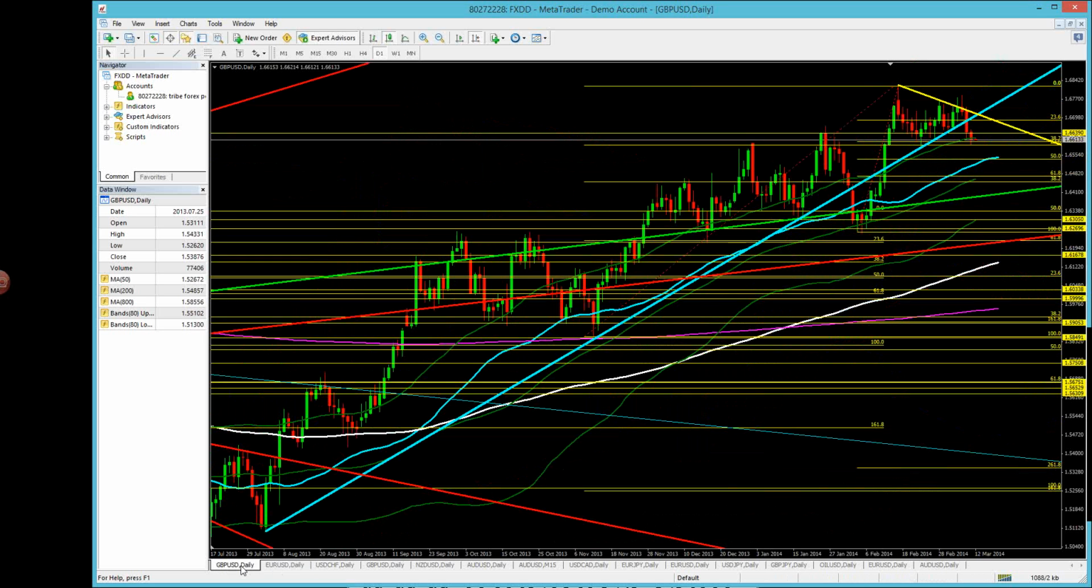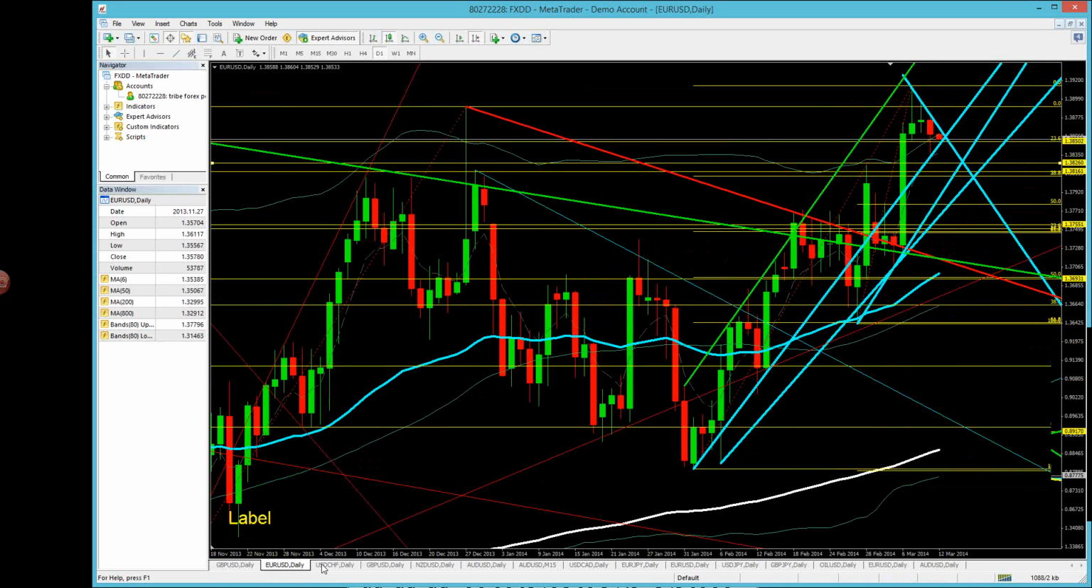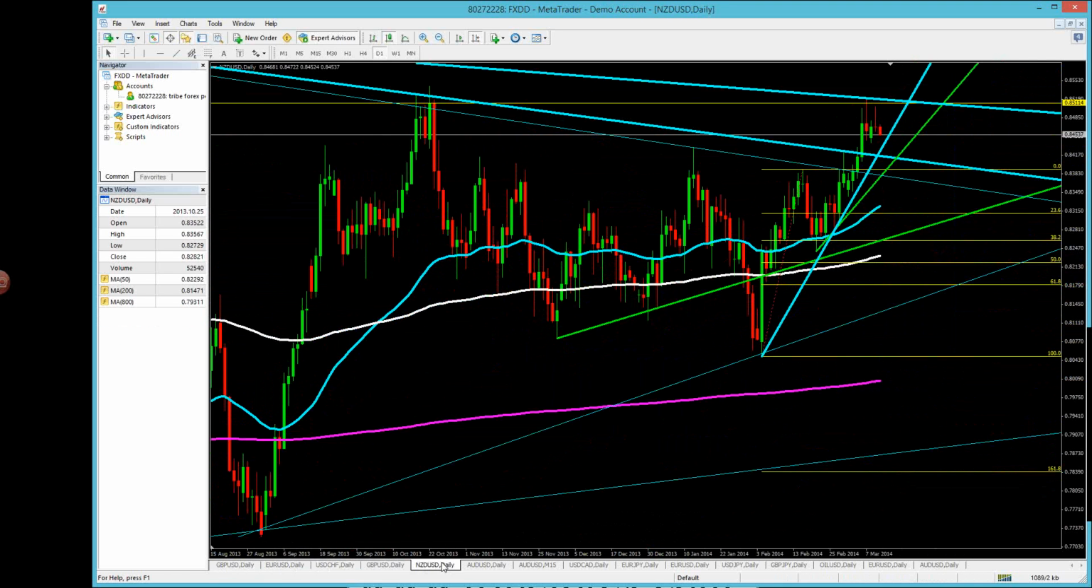So yeah, once again, guys, just to recap, we got a buy on the pound dollar, a buy on the euro dollar, a sell on the dollar Swiss. New Zealand, we're going to look for a sell down to support. And our support's going to be at either 84.16 and actually before that at 84.27.